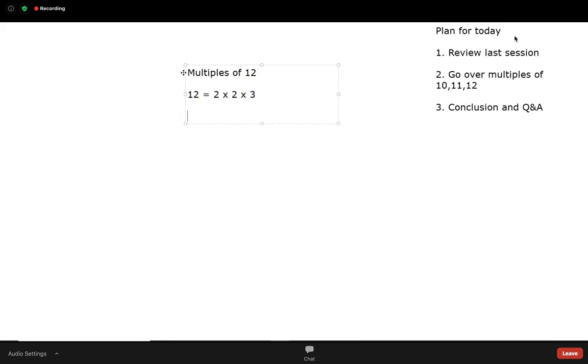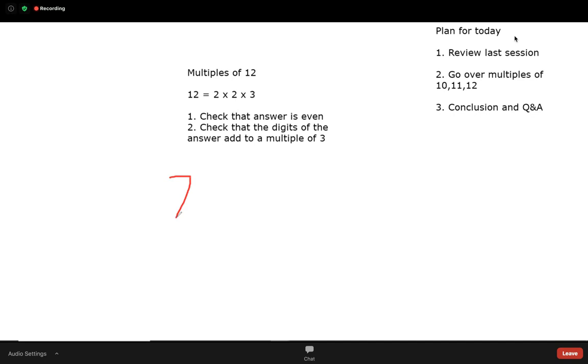So the first thing we're going to do is check that the answer is even. And the second thing we're going to do is check that the digits of the answer add to a multiple of 3. So for example, let me just run through one. Let's do 72. And we want to see whether or not 72 could be a multiple of 12.